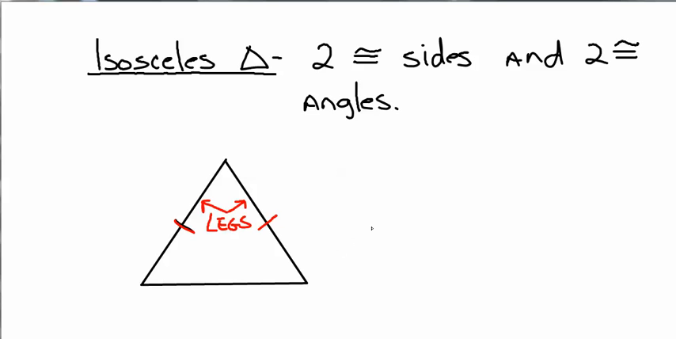The third side is called the base. If these are the two congruent sides, then the angles opposite those are the congruent angles. And those are called base angles. You already know all this, right? The third angle up here, that's called the vertex angle.